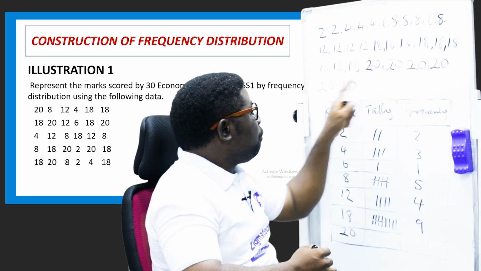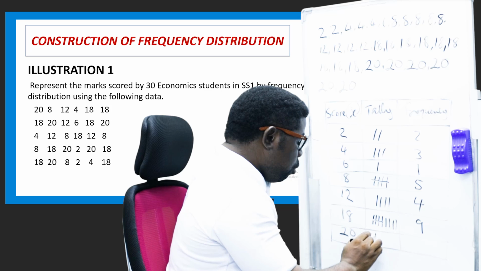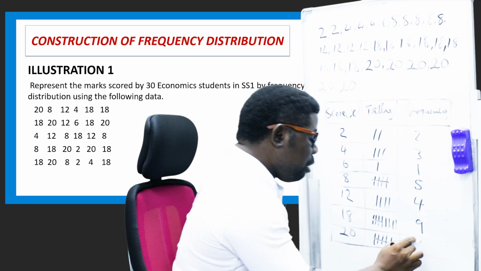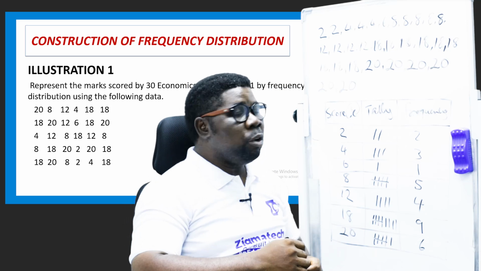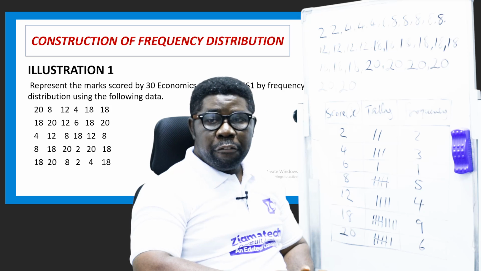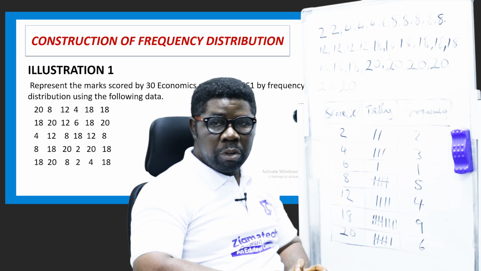The last one is 20. 1, 2, 3, 4, 5, and 6. So we have 6 as the frequency. Exactly what you're looking for. This is a simple way to draw a frequency distribution table. All right?